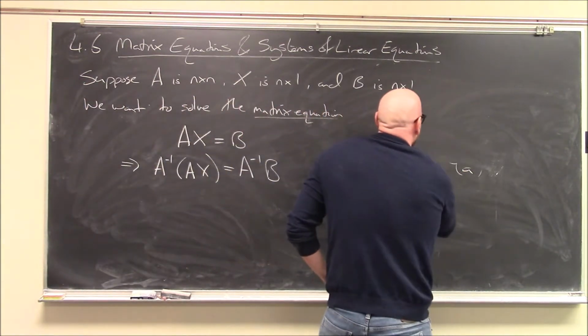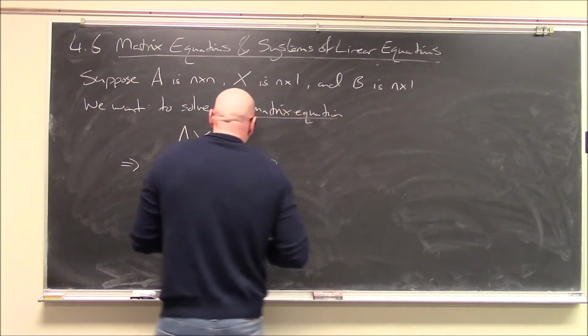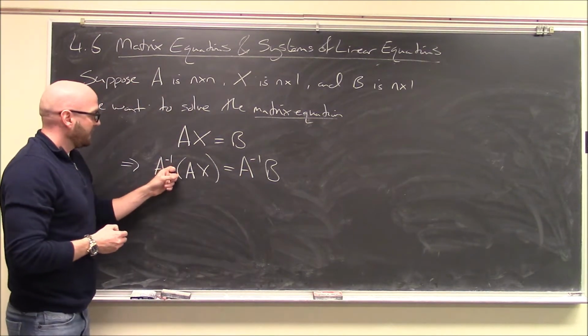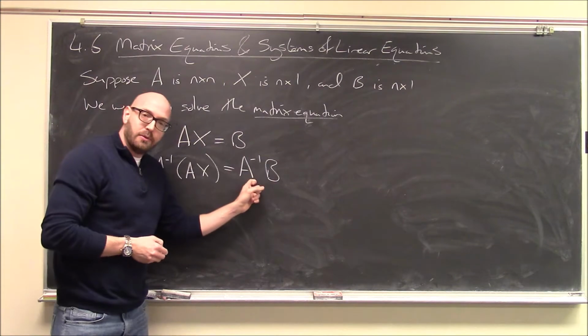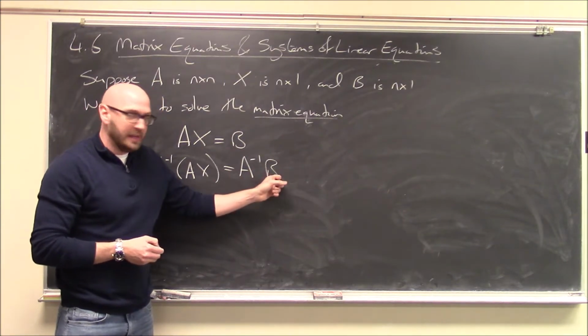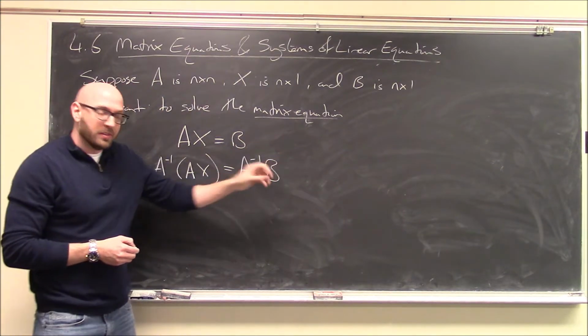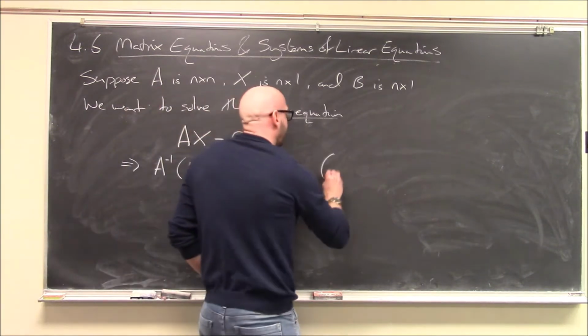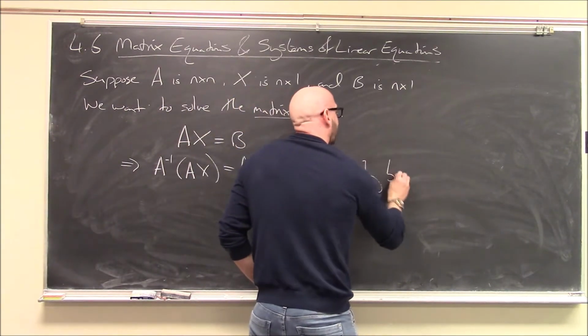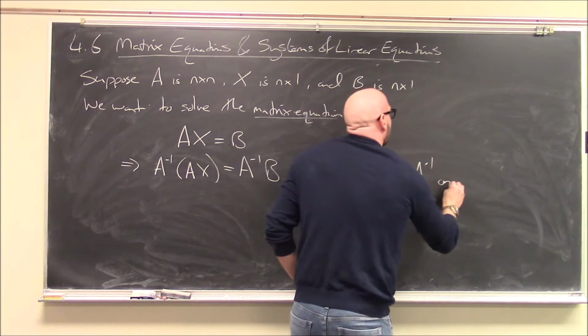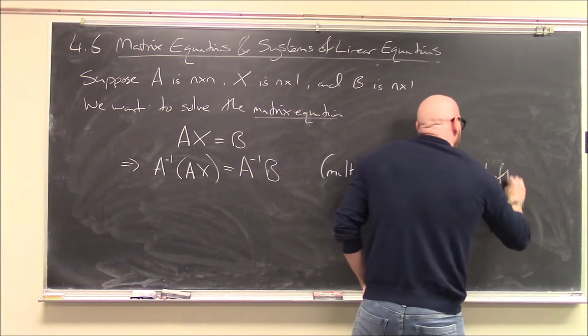So I have to be very careful. If I'm multiplying on the left here by A inverse, I have to multiply over here on the left by A inverse. So it's A inverse B and not B times A inverse. It matters, right? So multiply by A inverse on the left.